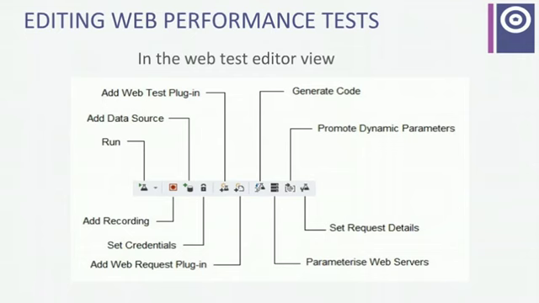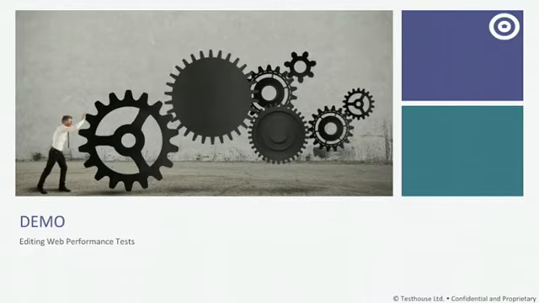You can also promote dynamic parameters. That runs after recording, but you can rerun that at any time. But those dynamic parameters, largely you have to deal with manually. And you can do something called set request details to make your test more readable. We can look at that a bit closer later on. So another demo will be editing web performance tests.